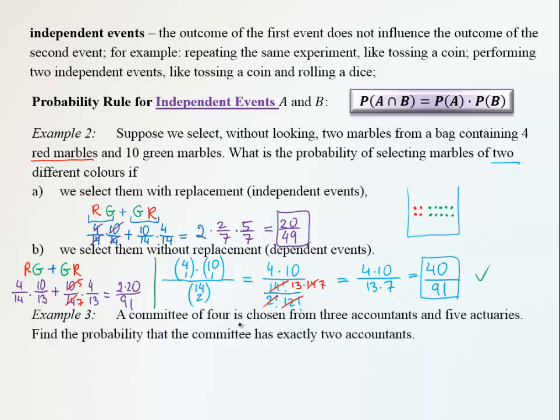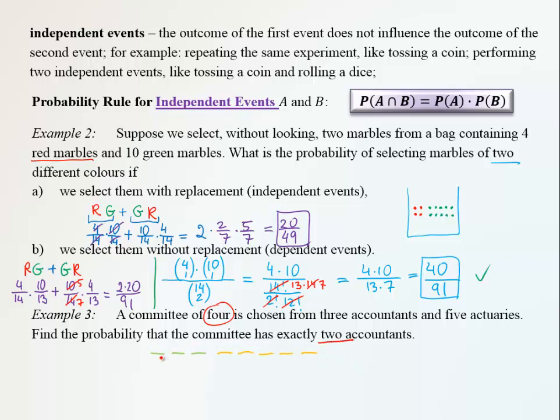A committee of 4 is chosen from 3 accountants and 5 actuaries. Find the probability that the committee has exactly 2 accountants. Okay, let's picture the situation first. We have 3 accountants, let's say these 3, and 5 actuaries, 5 of those. And what we want to do is to form a committee of 4 of them. Among those 4, we may have no accountants, we may have 1 accountant, or 2 or 3 accountants. We need to find the probability that the committee has exactly 2 accountants.